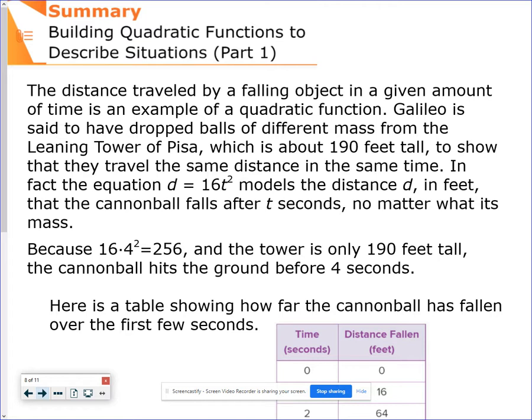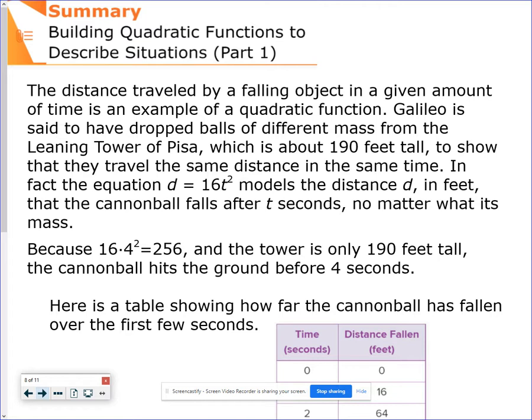So our summary here, you can read this whole paragraph here. Galileo is said to have dropped balls of different masses, so different sizes, different weights. Mass is not exactly the same as weight, but he would drop them from the Leaning Tower of Pisa. It's 190 feet tall, and he would show that they would hit the ground at the same time. So it didn't matter if it was bigger or smaller, heavier or lighter, they were going to fall at the same speed.